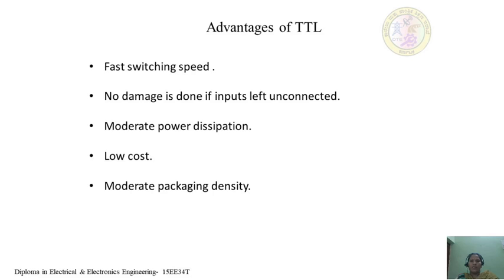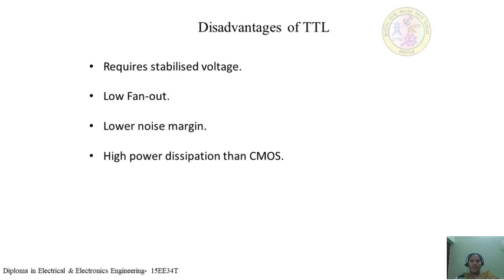Next, we'll see what are the disadvantages of a TTL. It requires a stabilized voltage, lesser number of fan outs. It has a lesser noise margin. It has a higher power dissipation than the CMOS.